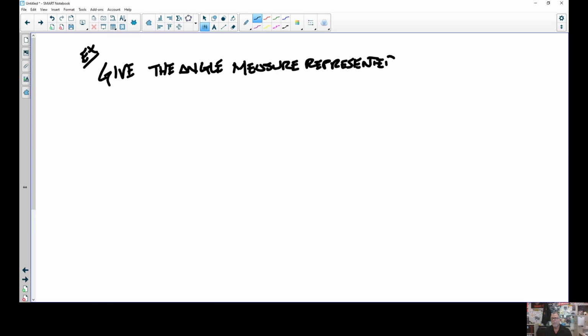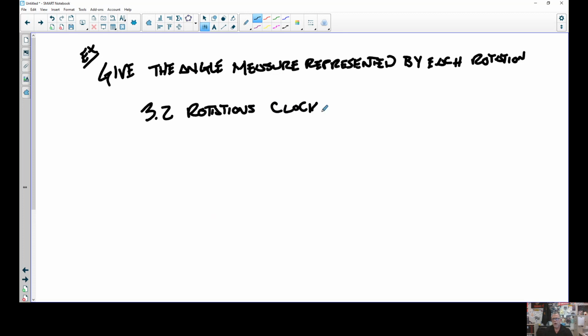All right, so now it says give the angle measure represented by each rotation. And they're going to tell you something like, let's say 3.2 rotations. And let's do clockwise. All right, so we need to talk about this idea of clockwise versus counterclockwise.